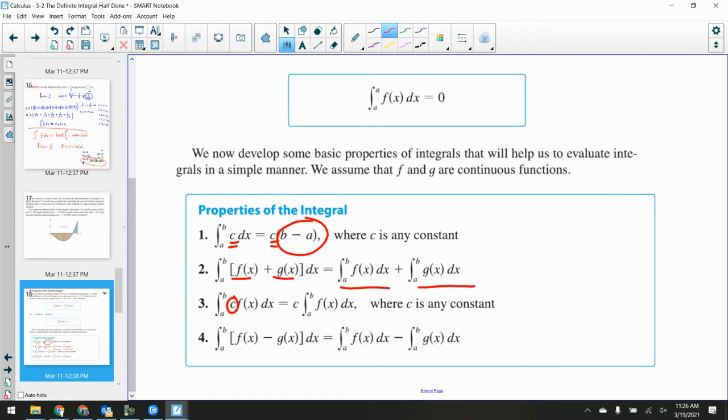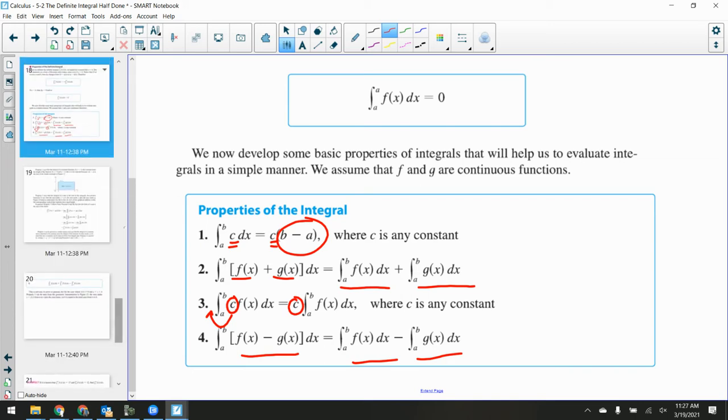If you've got a constant times the function, you can bring that constant out front of the integral because it's not dependent on x, so it's not going to change. If you've got a difference, then you can find the difference of the integrals. The integral of the differences is the difference of the integrals. Okay, so those are all those properties here.